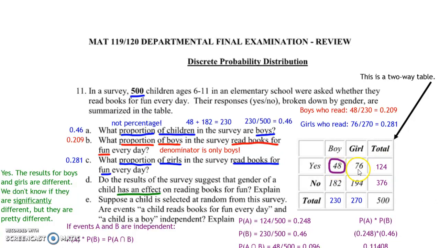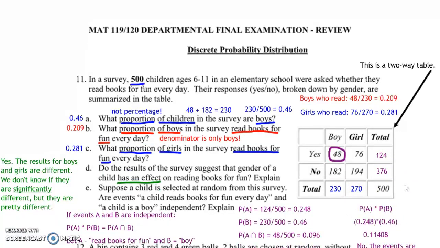For example, 48 plus 76 is equal to 124. That's a row total. 76 plus 194 is 270. That's a column total. You can test the other numbers yourself. And one other thing to notice, 124 and 376, when you add them together, that gives you 500. And then 230 and 270, that also gives you 500. That's how a two-way table works.